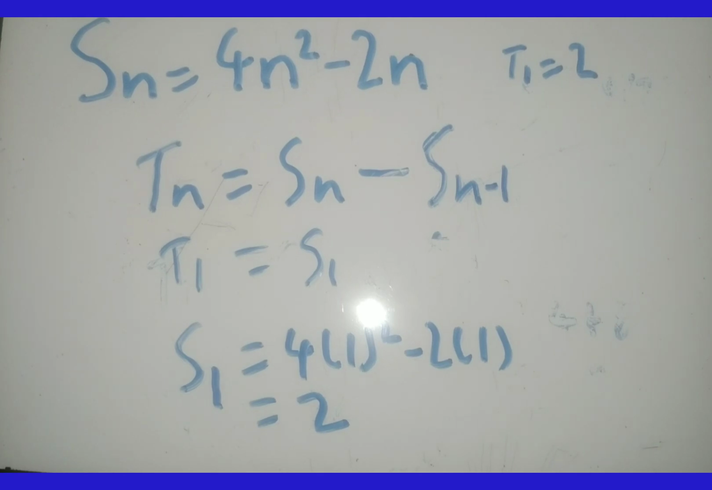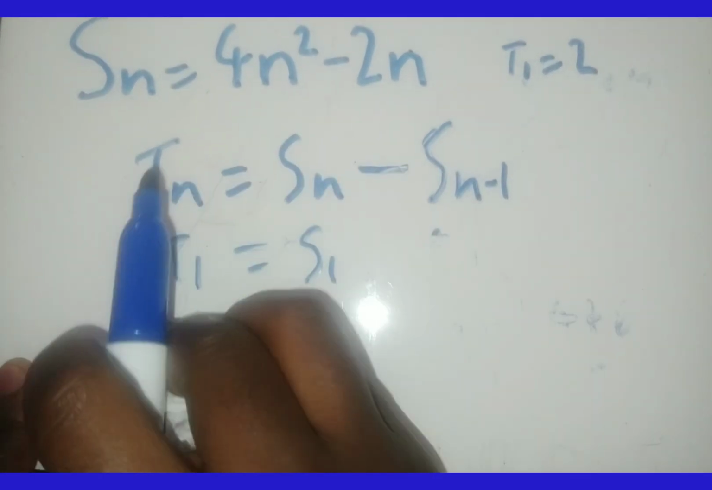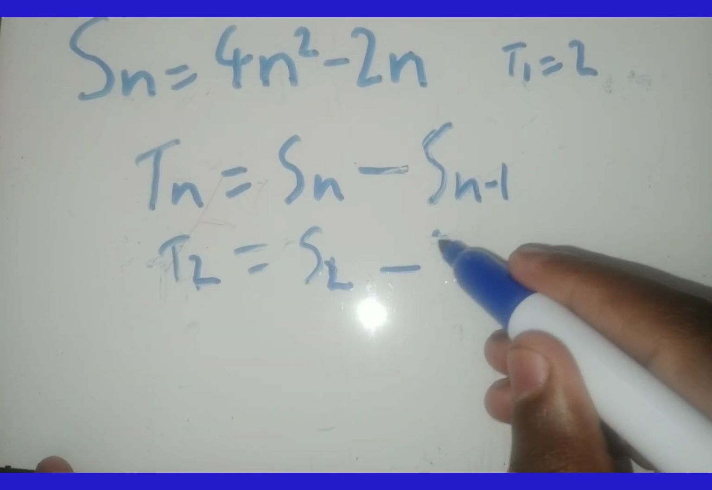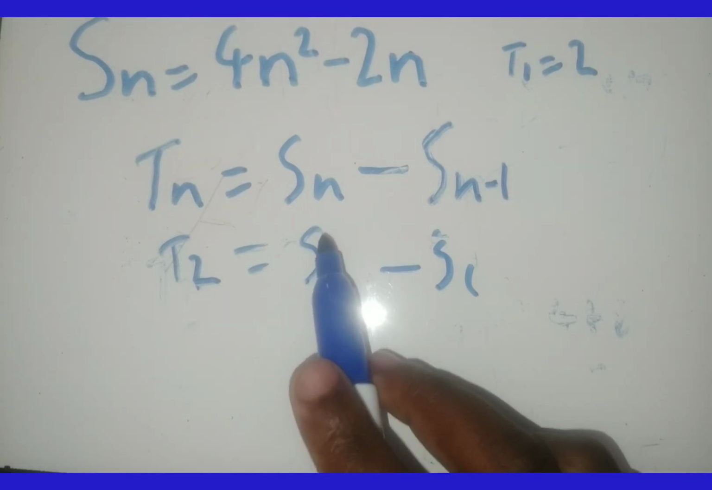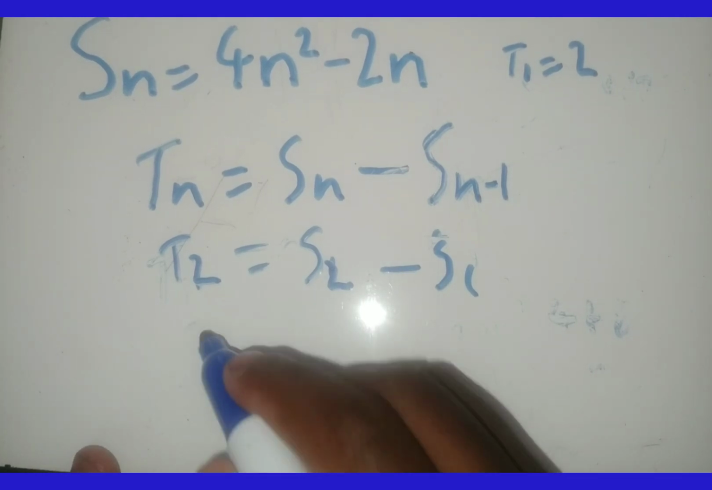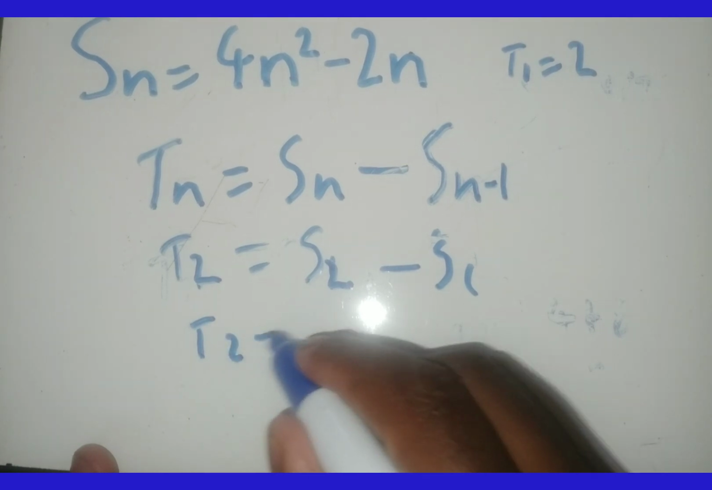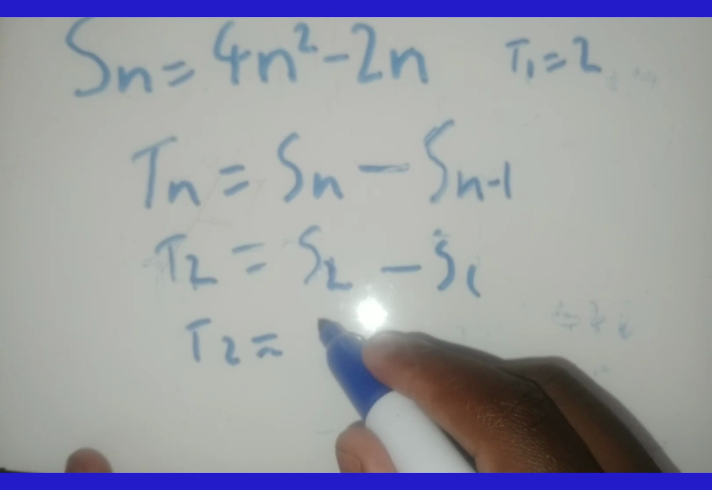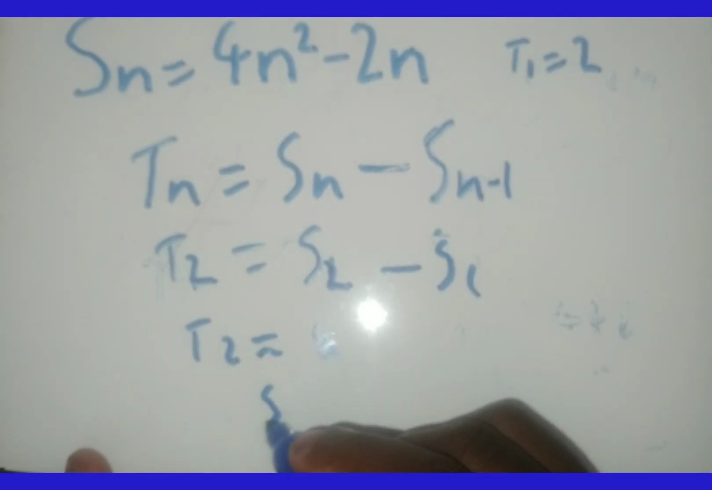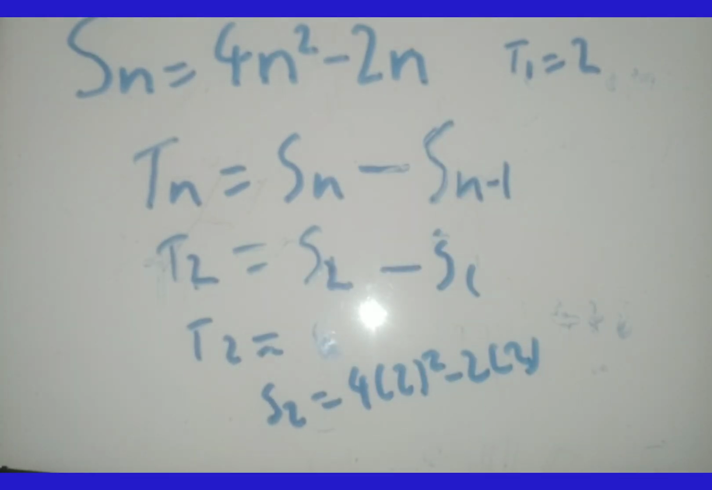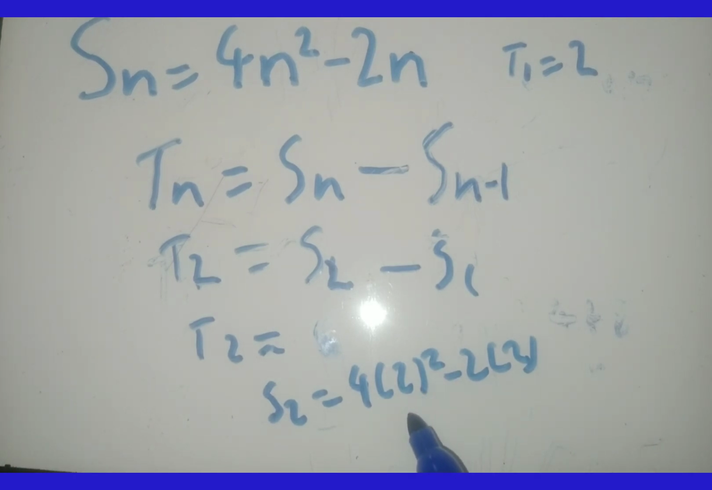Then we can just go back to the formula, right? T2 is very simple. T2 is the same as S2 minus S1. Remember, it's the sum up to that term minus the sum of the previous number of terms. So T2 is equal to S2 minus S1. Let's find S2 aside. S2 will be equal to 4 into 2 squared minus 2 into 2, substituting into that formula. 2 squared is 4, times 4 is 16. 16 minus 4 should be 12.